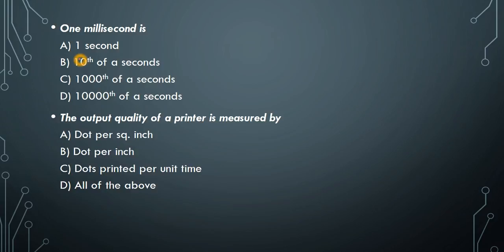1 millisecond is not 1 second. If it's 1 second, then it's not 1 millisecond. So you can tell that this is a thousandth of a second. So this is the thing.